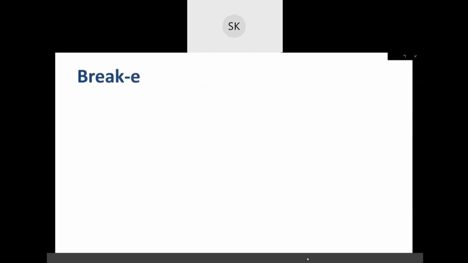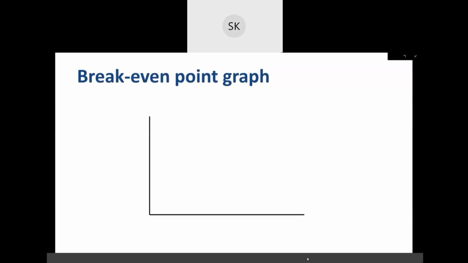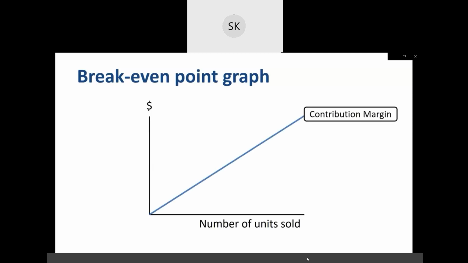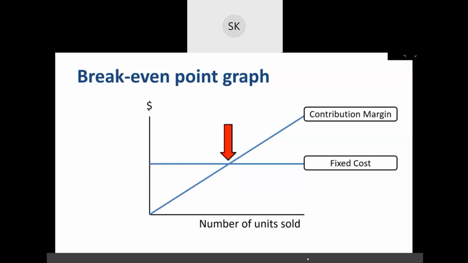Let's look at the break-even point on the graph. On the horizontal axis, the number of units sold. On the vertical axis, the total dollars. Contribution margin dollars go up for every unit sold. Contribution margin is revenue minus variable cost. What you sell the product for minus what it costs you to make an incremental unit. Fixed costs don't vary with the number of units sold. Typical examples of fixed costs are rent, depreciation, and research and development expenditures. The break-even point is right here, where the two lines intersect.